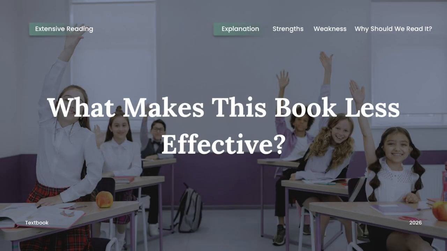The next thing is the weakness of this book, or what makes this book less effective. The first is because some explanations are repetitive. What I mean is there's a lot of things that the author explains more and more about, but actually it's already clear at the first, so the author didn't have to repeat similar ideas about classroom management.